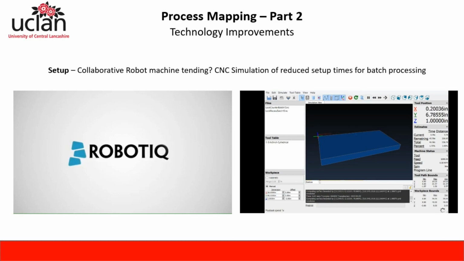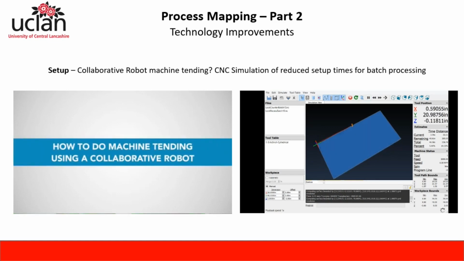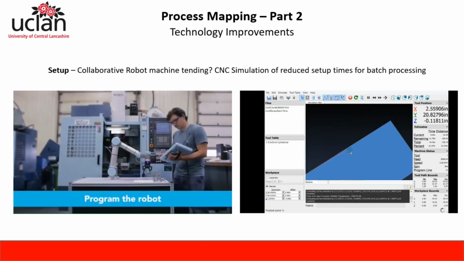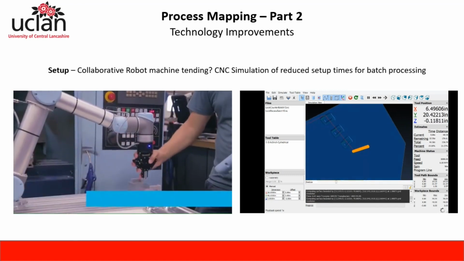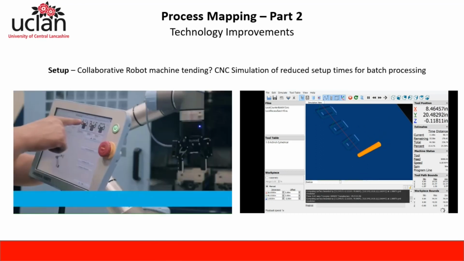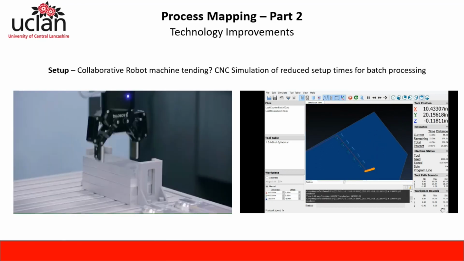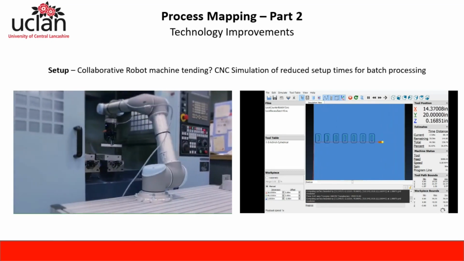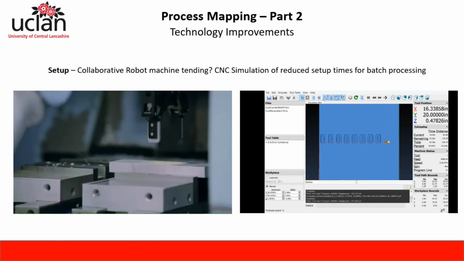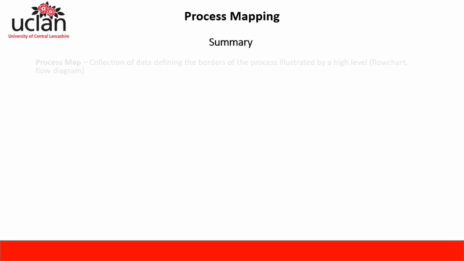And finally, you may want to reduce some of those setup times, maybe by using collaborative robots, such as the video you can see playing on the left. Or you might want to use other types of simulation software, such as CNC simulation software on the right, in order to try and predict how much time can be saved by doing a batch run of components rather than single piece flow.